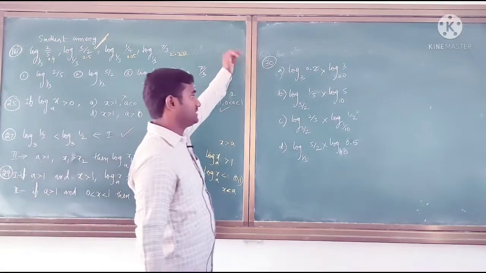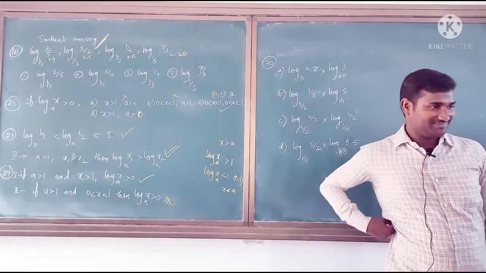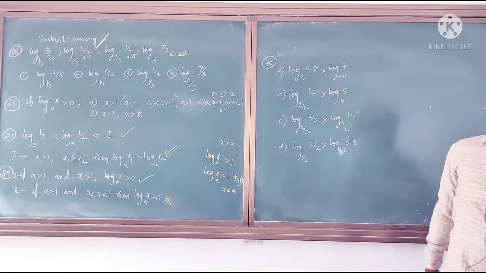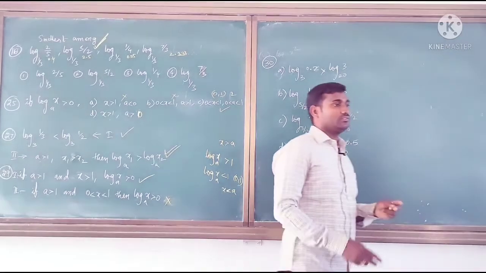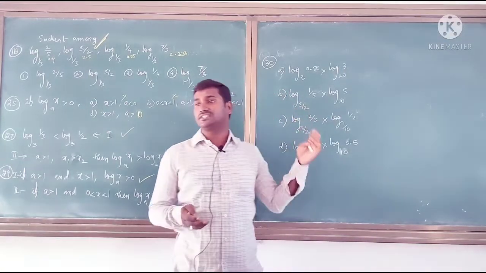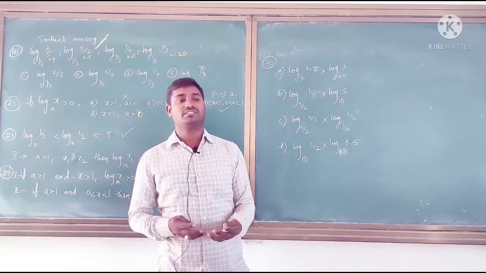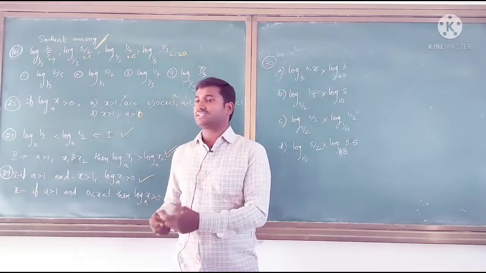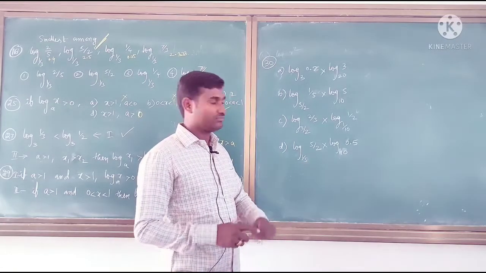Next, question number 30. In this question we need to find which logarithmic values are negative and which are positive, given the products. So which product will become negative and which product will give a positive? Okay, time up. One minute, you can finish.